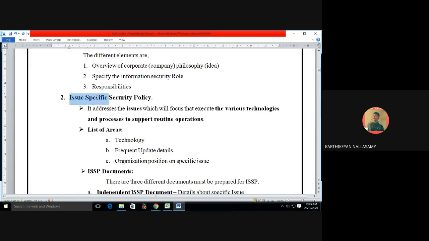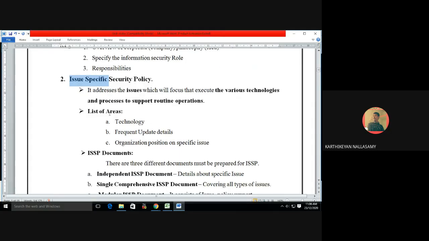This issue specific policy focuses on one part of the organization, not the entire organization. The EISP covers the entire organization and focuses on business, but the issue specific policy focuses only on a particular technology or process to support your security. The areas of coverage are technology, areas needing frequent updates of information, and specific organizational issues.